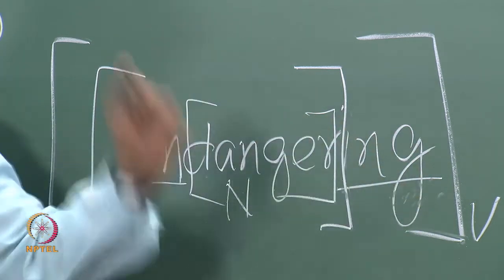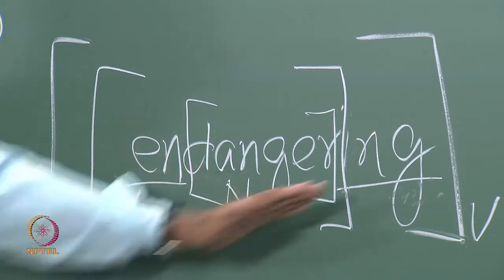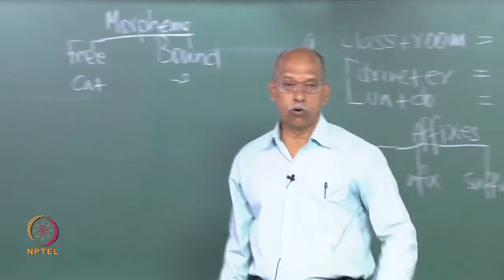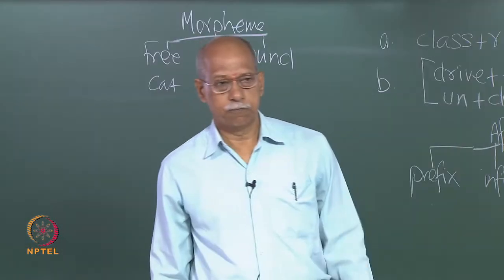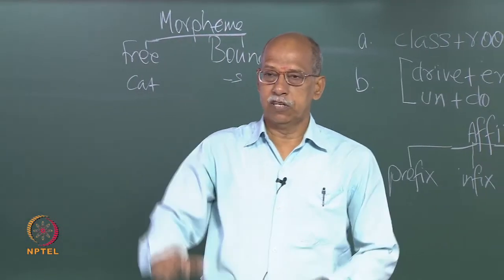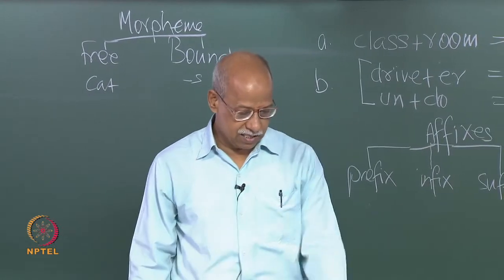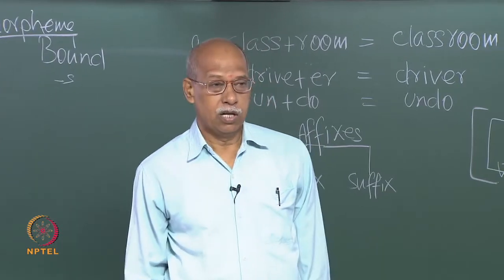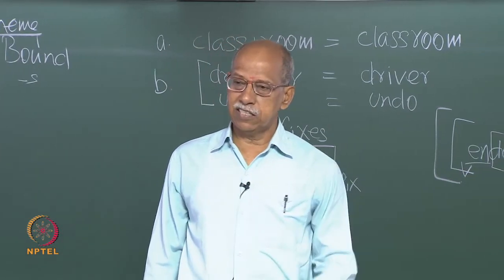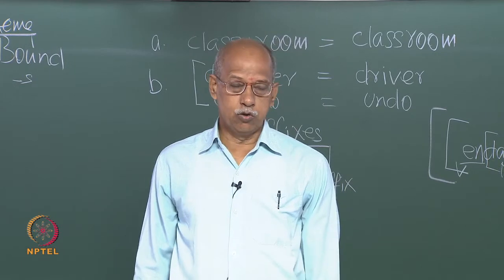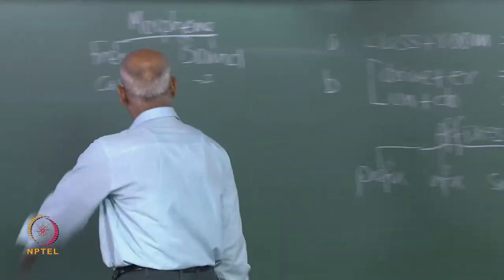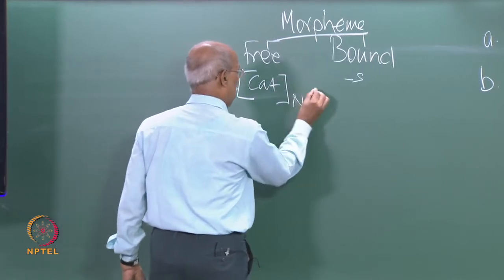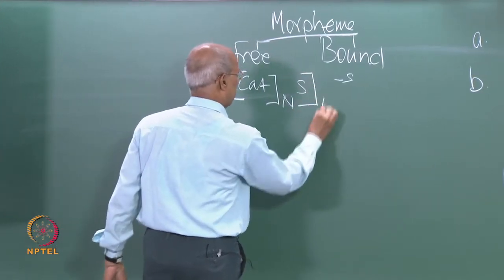The question here arises, when you have all of this, what comes first? What will your machine, what process will be queued up first and what will come up next? Similarly, you may remember I spoke about category retaining and category changing morphemes. So when you say cat plus s, it is still a noun. This was a noun, you add s, this is still a noun.